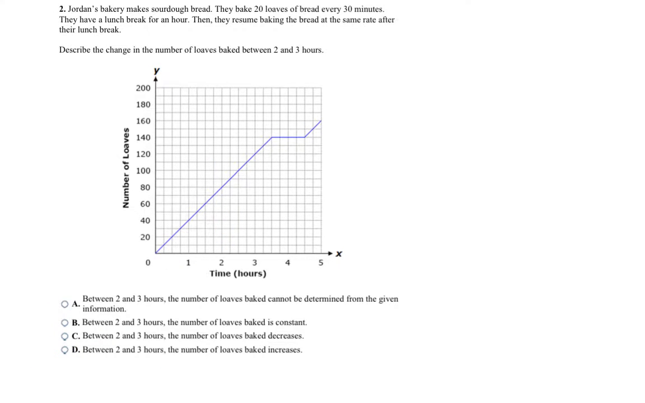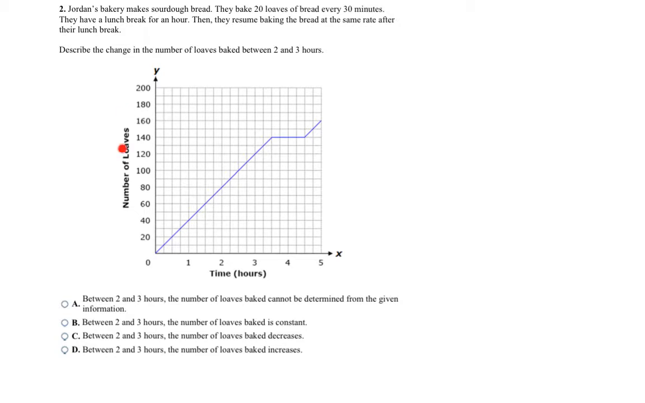This problem here says Jordan's Bakery makes sourdough bread. They bake 20 loaves of bread every 30 minutes. They have a lunch break for an hour, then they resume baking the bread at the same rate after their lunch break. Describe the change of the number of loaves baked between 2 to 3 hours. So once again, they give us the problem in word form and in graph form, and I think it's easier to see it in graph form, so we're going to look there.